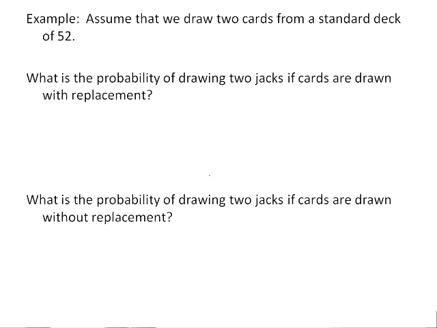So let's look at an example. Now we're going to draw two cards from the standard deck of 52. Now in the first question, we're going to find the probability of drawing two jacks if cards are drawn with replacement. So we are going to multiply two fractions together. We'll have the probability of the first times the probability of the second.